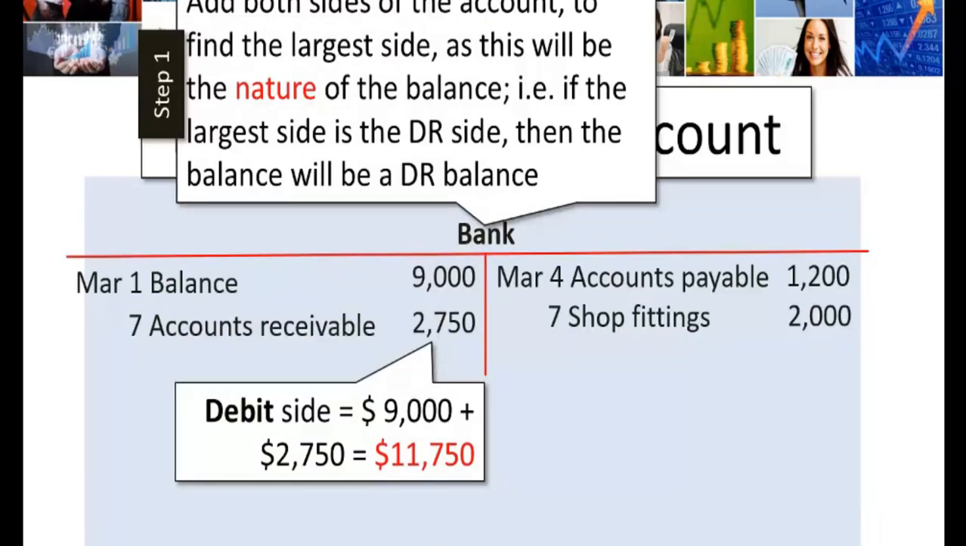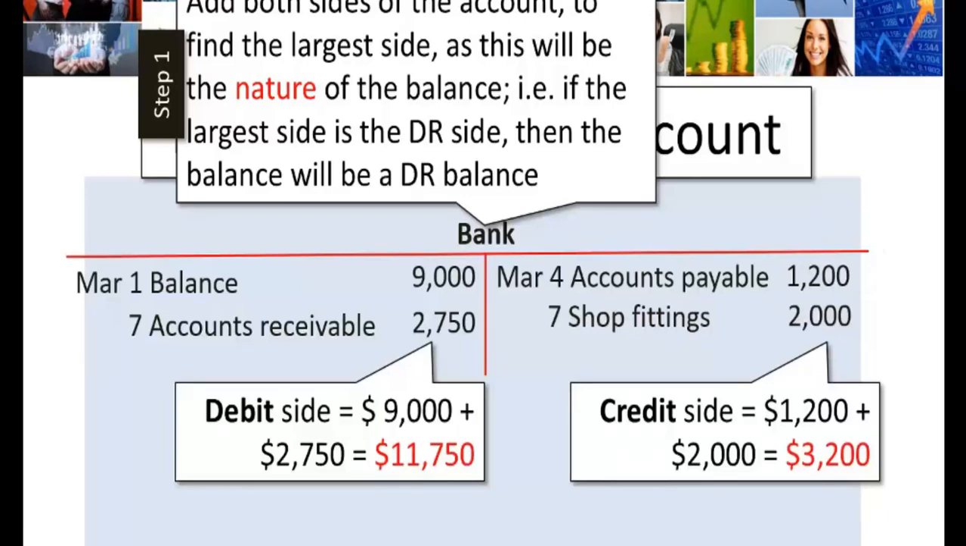The first side, the debit side, 9,000 plus 2,750 gives a grand total of 11,750. On the credit side, you can see it's much less. Those two transactions total 3,200. First step done. Second step, we're going to find the difference between the two sides. 11,750 subtract 3,200, and the difference is our balance.